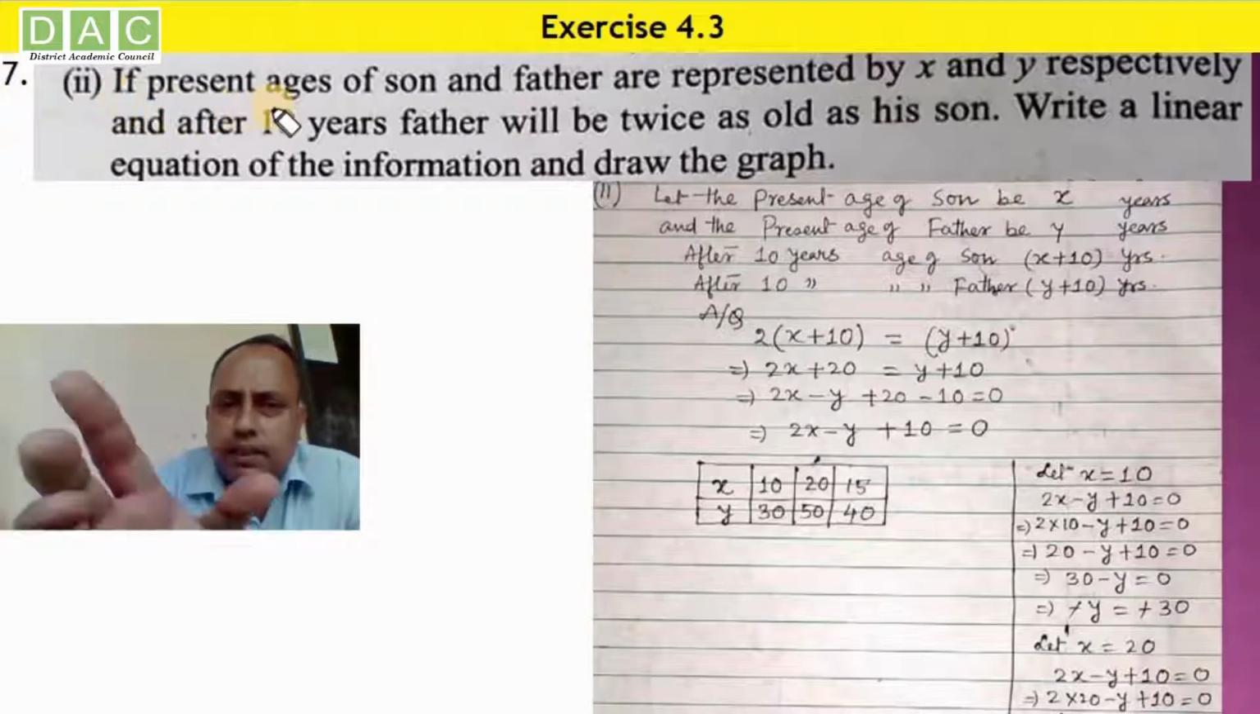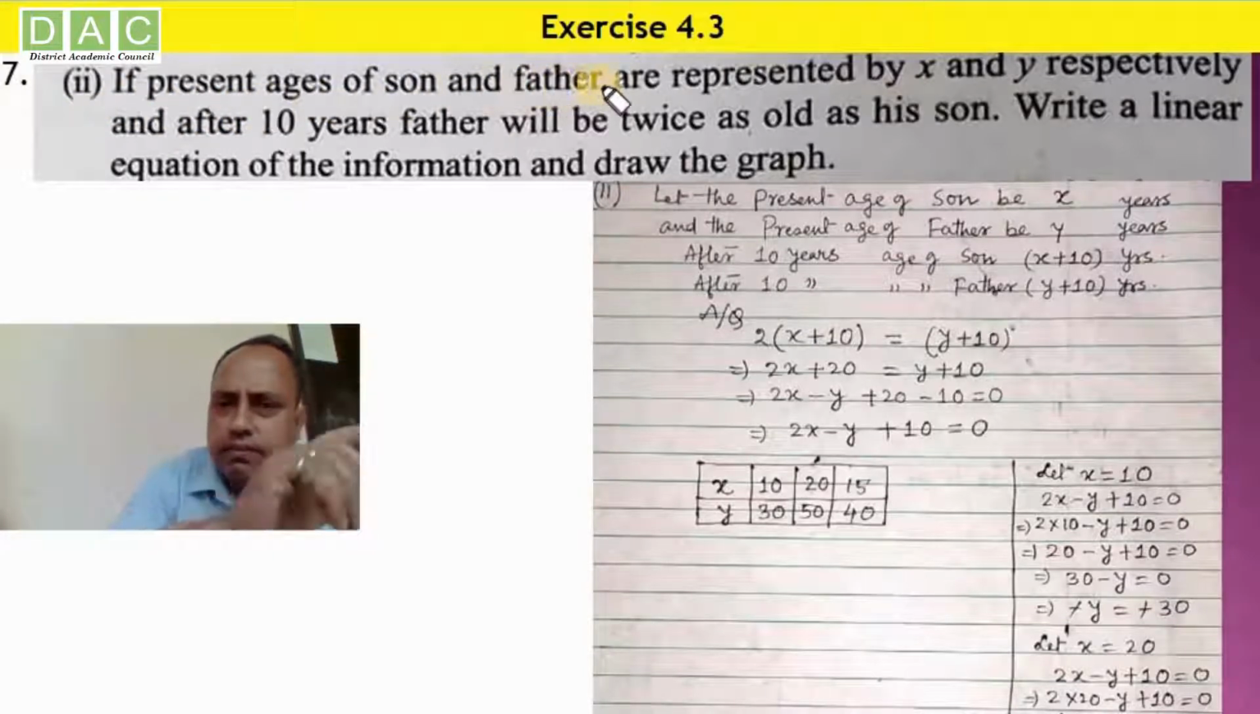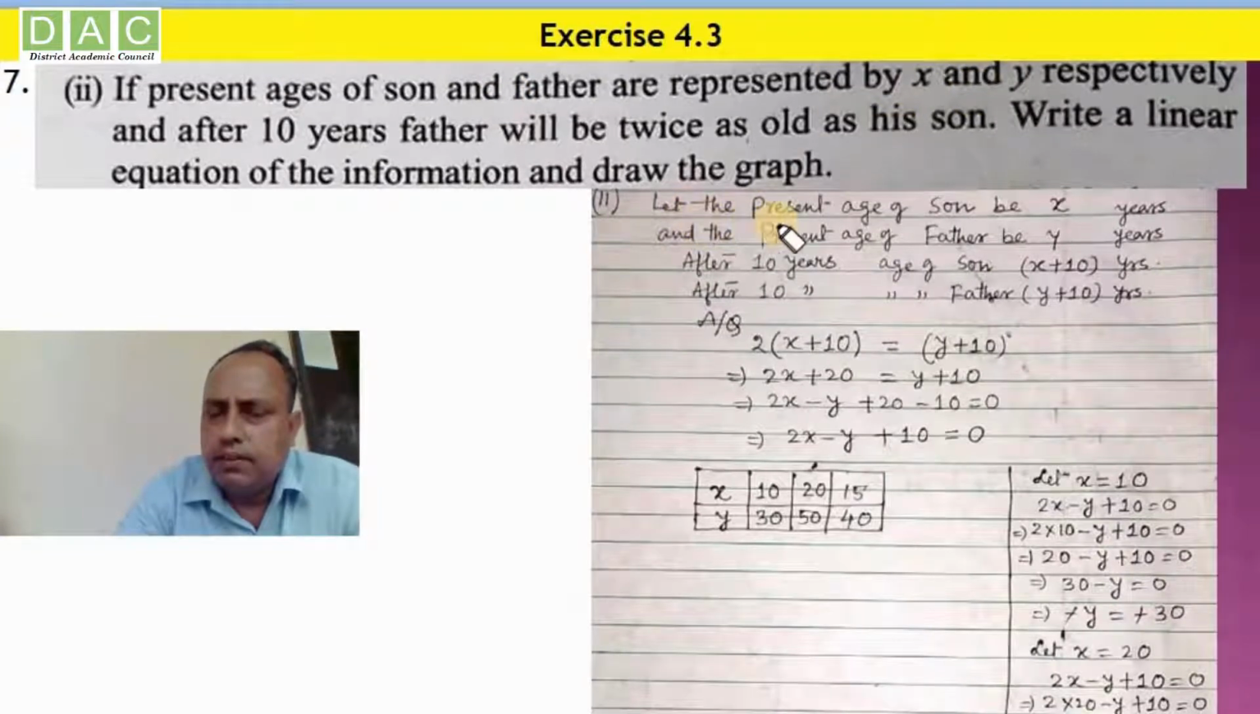If the present ages of son and father are represented by x and y respectively, after 10 years the father will be twice as old as his son. Write a linear equation for the information and draw the graph. Here the present age of son is x and the present age of father is y. So in the solution we write: present age of son be x and present age of father be y years.